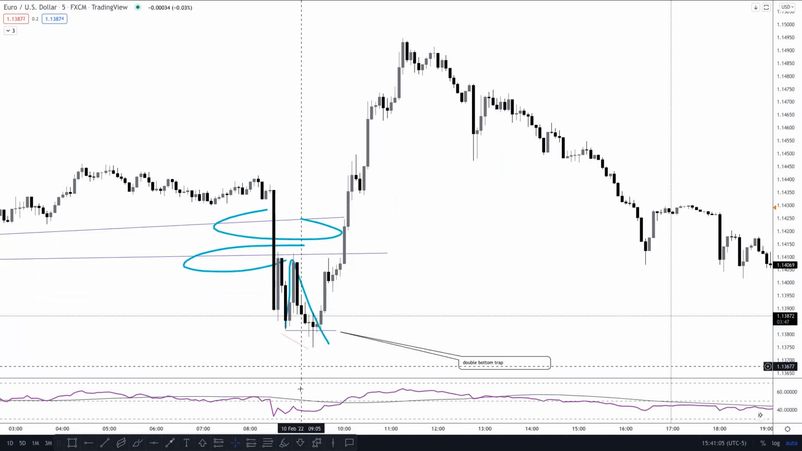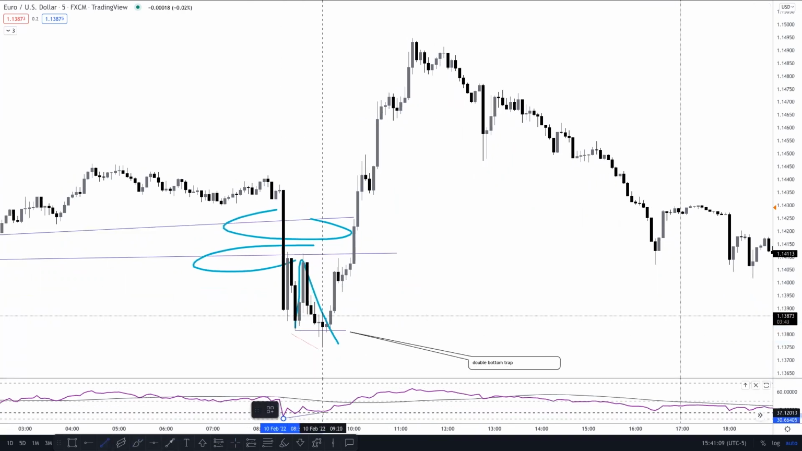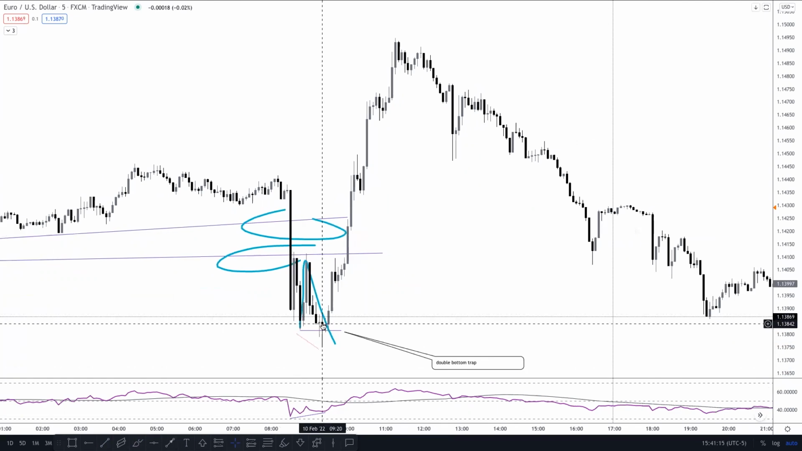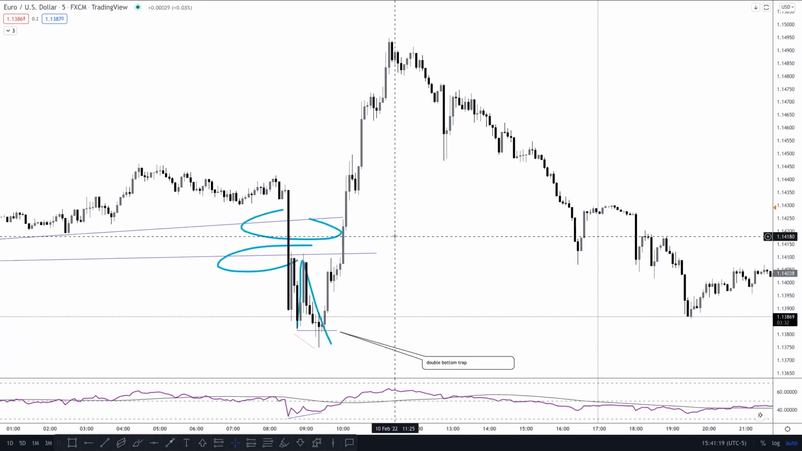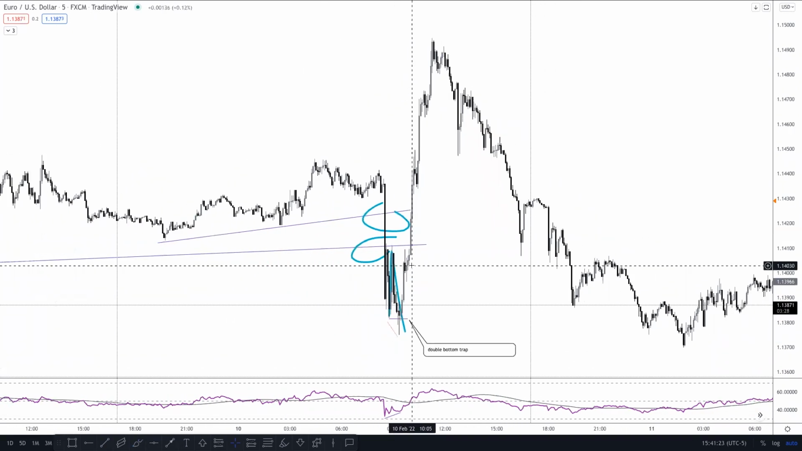Let's check our TDI to see if there is some sort of divergence. Here we can see there's a divergence in the market, right? And now that there's some sort of divergence in the market, we explode, right? So these double tops and double bottoms are really going to provide some crazy moves in the market, right?